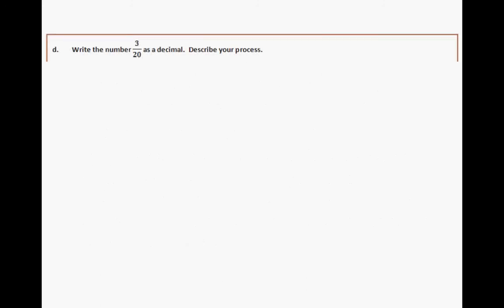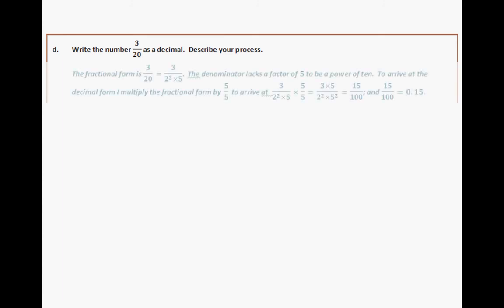So let's work this out on your worksheet. Write the number 3/20 as a decimal. Describe your process. Well, the fractional form of 3/20 is also equal to 3 over 2 to the second power times 5. That's where I was getting the 2 times 2 times 5. So the denominator lacks a factor of 5 to be a power of 10.